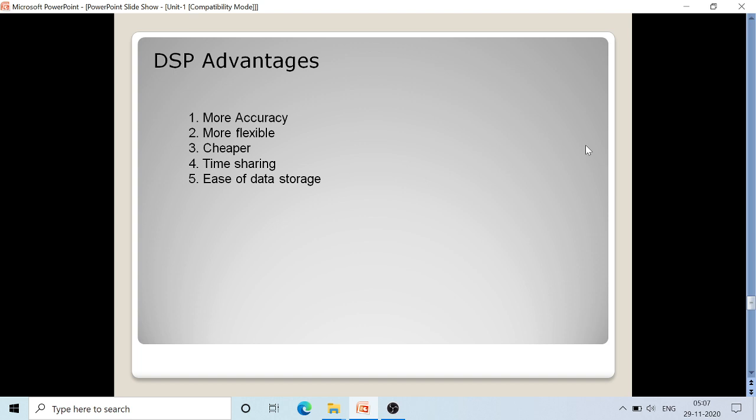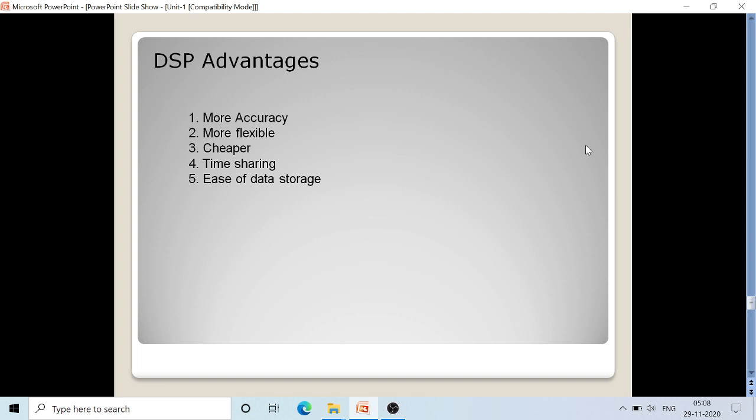Now coming to the DSP advantages. The first advantage is that it is more accurate. Analog signals are affected by circuit components and tolerance, but DSP has superior control, so DSP is more accurate. Coming to flexibility, a DSP system can be easily reconfigured by changing the program. In contrast, for analog systems, reconfiguration and redesign need certain hardware. So DSP is more flexible.